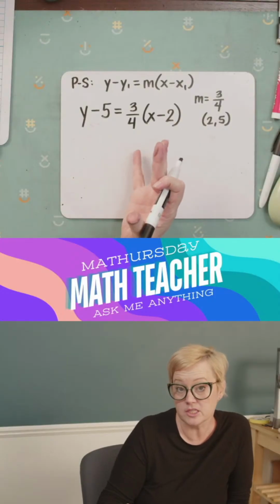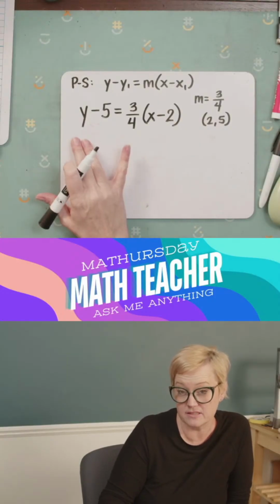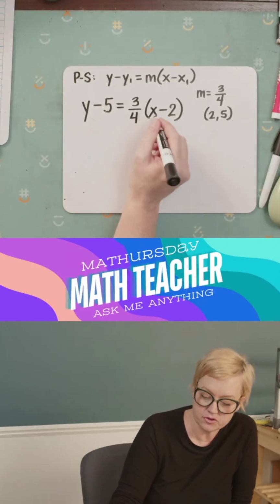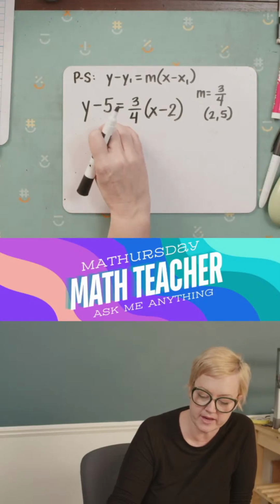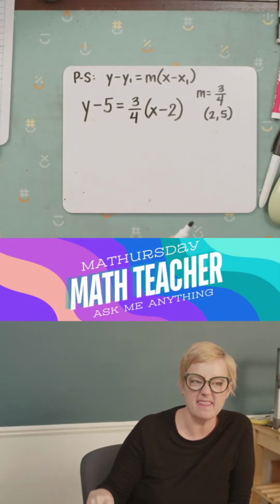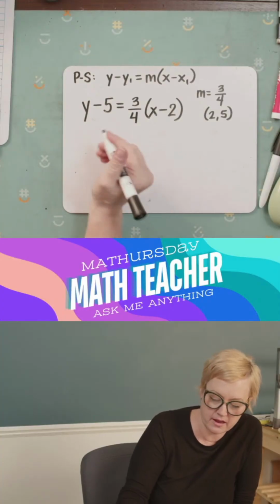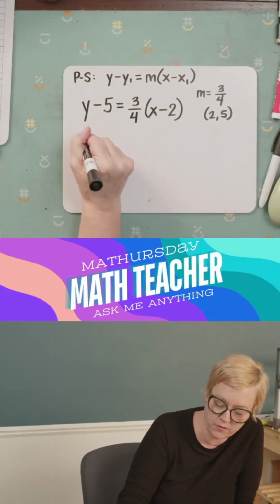If I want to go into slope intercept form, I want to get that y by itself. Okay, so I'm going to distribute that 3/4. So we're going to go from point slope to slope intercept and then to standard form. Okay, that's what we're going to do. So we've got our point slope, check. So now I'm going to distribute the 3/4.